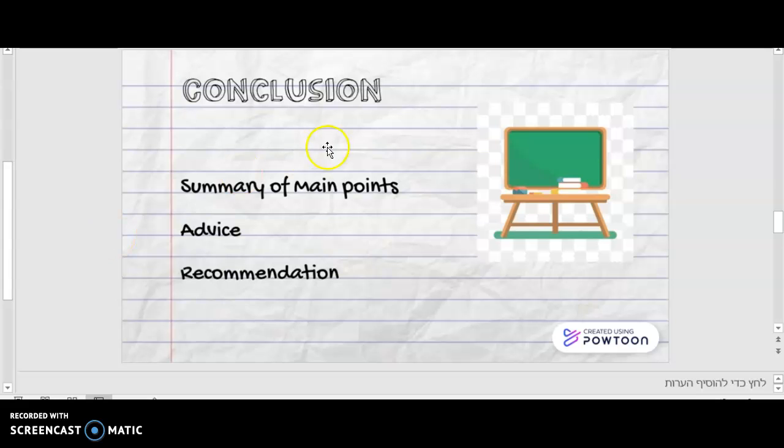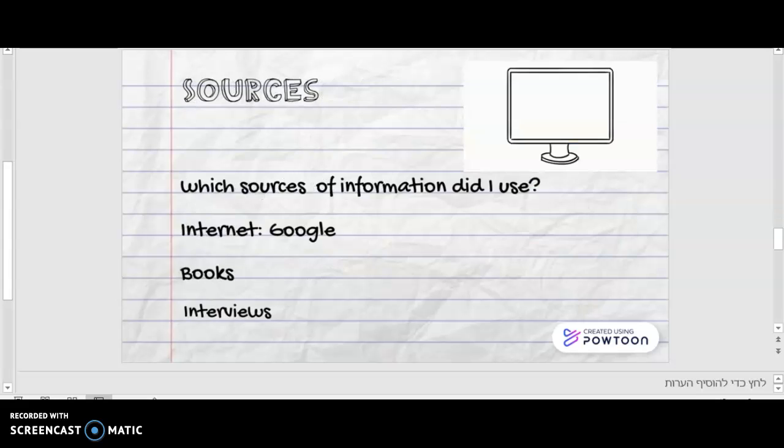The next slide is your conclusion. In the conclusion section, you can summarize the main points raised in your project. You can also give some advice about the topic for your readers, and recommendations. What you recommend people to do regarding the topic that you have chosen.